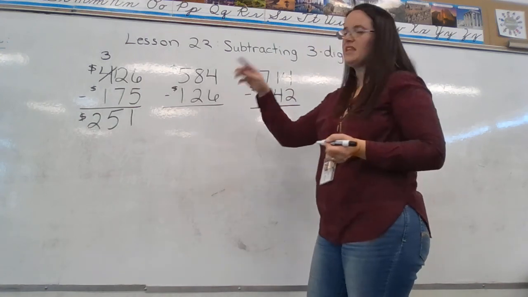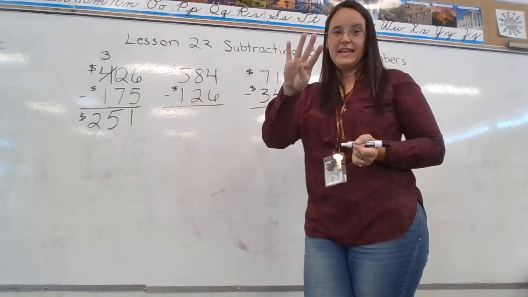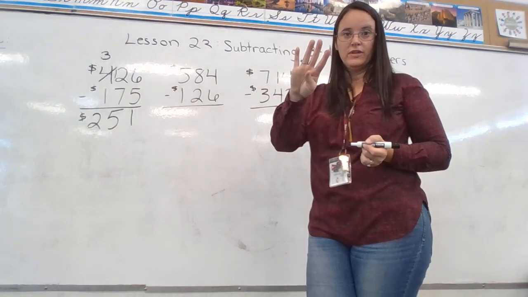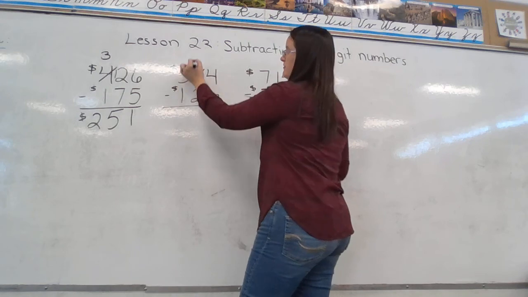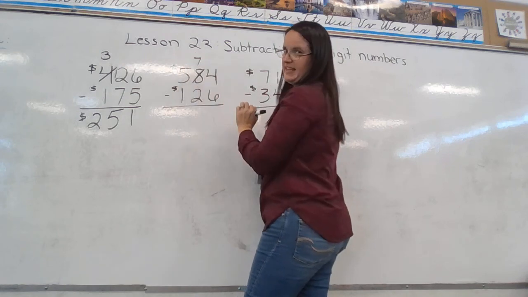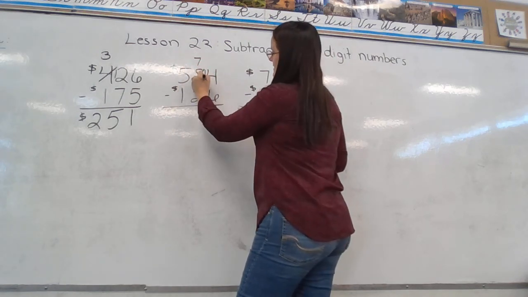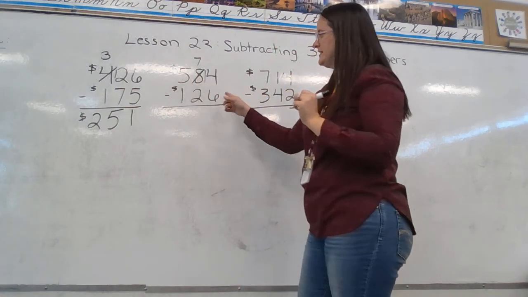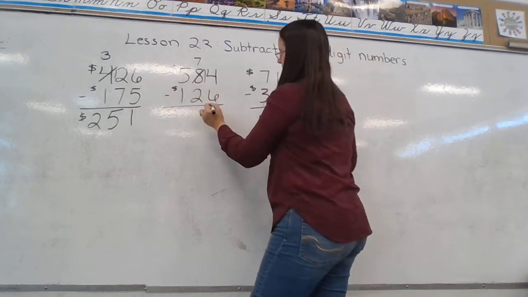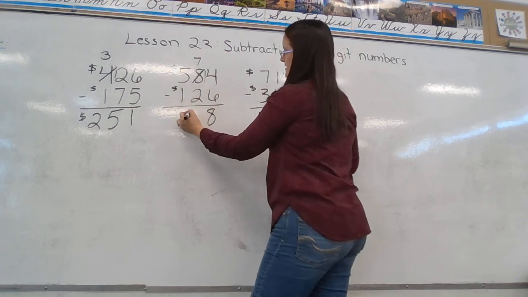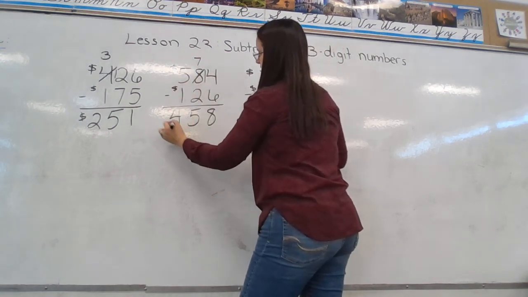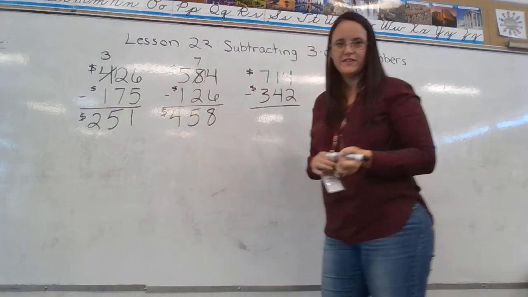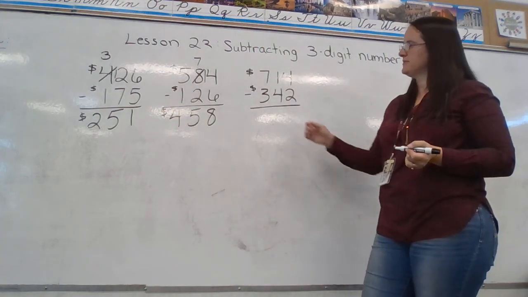Here. If I have 4 ones, can I give 6 ones to you? Not enough. Have to borrow. Borrow from our 10s. So now we only have 7 10s. Sneak it in there. 14 minus 6 gives me an 8. 7 minus 2 is 5. And 5 minus 1, $458 for our second answer.